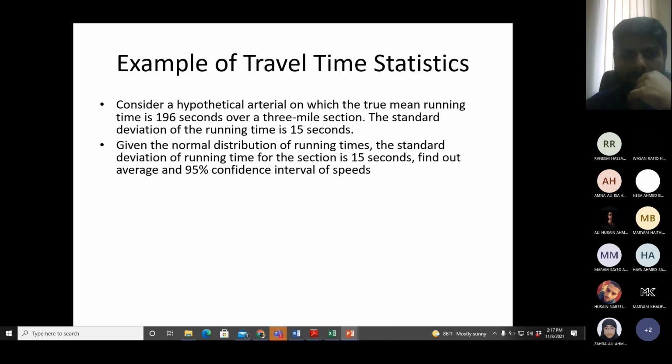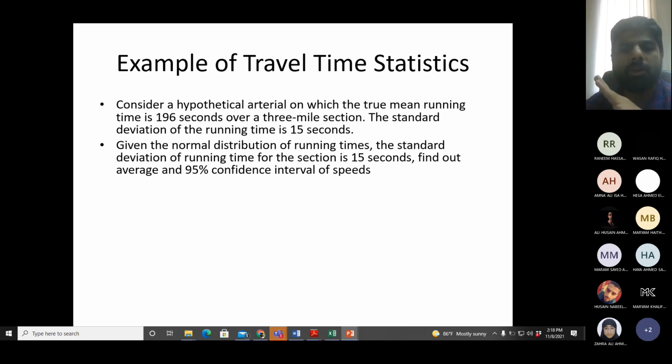Now let us start with some calculations. So we are given a hypothetical arterial. Hypothetical means what? Imaginary. Okay, so we are imagining things now. We have gone completely mad after the exam, and now we are imagining things. So for this arterial, the true mean running time is 196 seconds over a 3-mile section. The standard deviation of running time is 15 seconds.